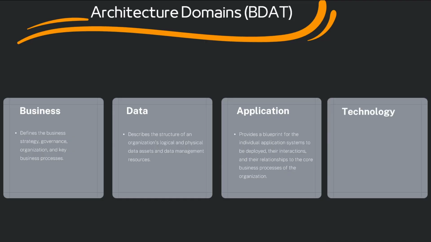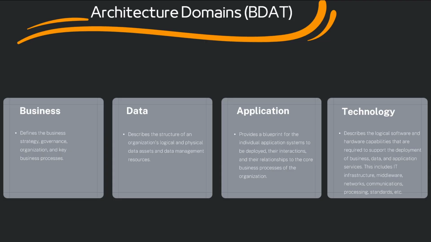Technology architecture describes the logical software and hardware capabilities that are required to support the deployment of business, data, and application services. This includes IT infrastructure, middleware, networks, communications, process, and standards.